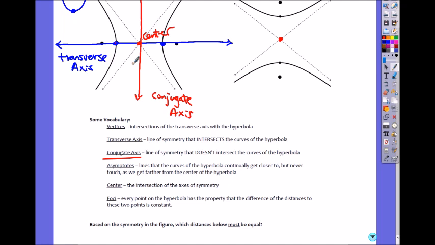And where are the foci now? They're going to be inside the hyperbola, so they're farther away from the vertex. Different than the ellipse. Remember, in an ellipse, the foci were inside, but now, since they open this way, the foci are outside.